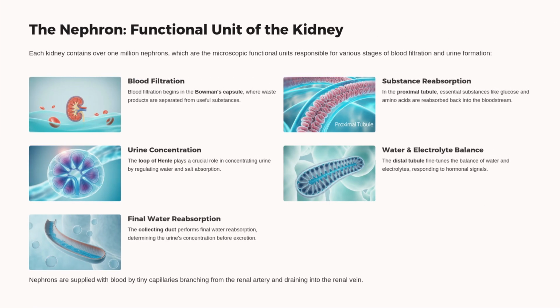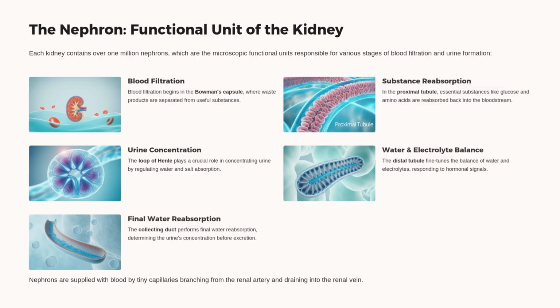The nephron, functional unit of the kidney. Each kidney contains over 1 million nephrons, which are the microscopic functional units responsible for various stages of blood filtration and urine formation. 1. Blood filtration. Blood filtration begins in the Bowman's capsule, where waste products are separated from useful substances. 2. Urine concentration. The loop of Henle plays a crucial role in concentrating urine by regulating water and salt absorption. 3. Final water reabsorption. The collecting duct performs final water reabsorption, determining the urine's concentration before excretion.